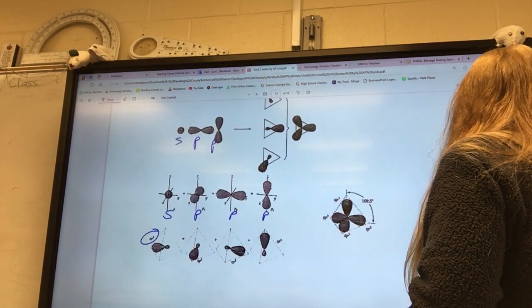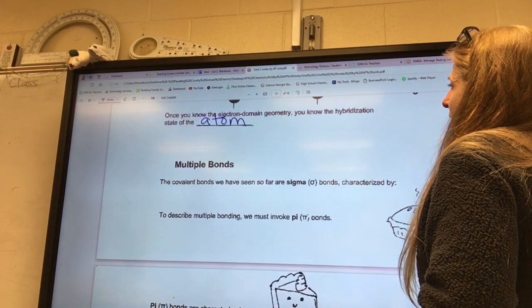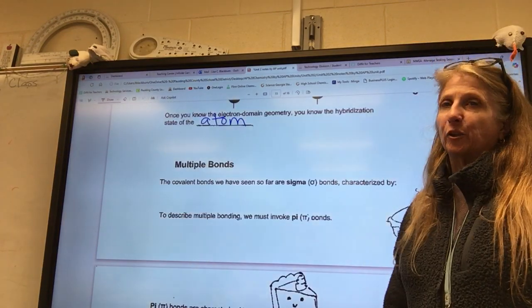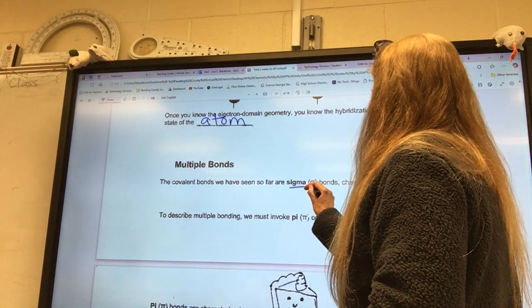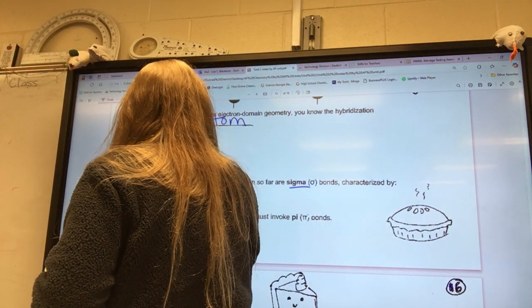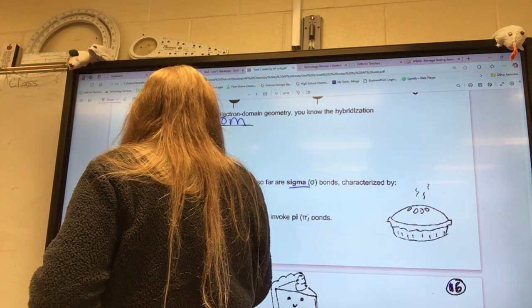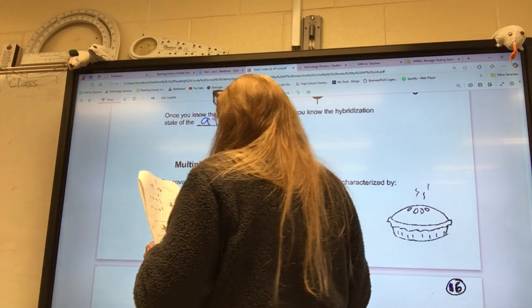So now we want to talk about multiple bonds. I started off with making you make a triple bond. Well, what do these look like? Okay. The covalent bonds we've seen so far are sigma bonds, characterized by single, strong overlap.